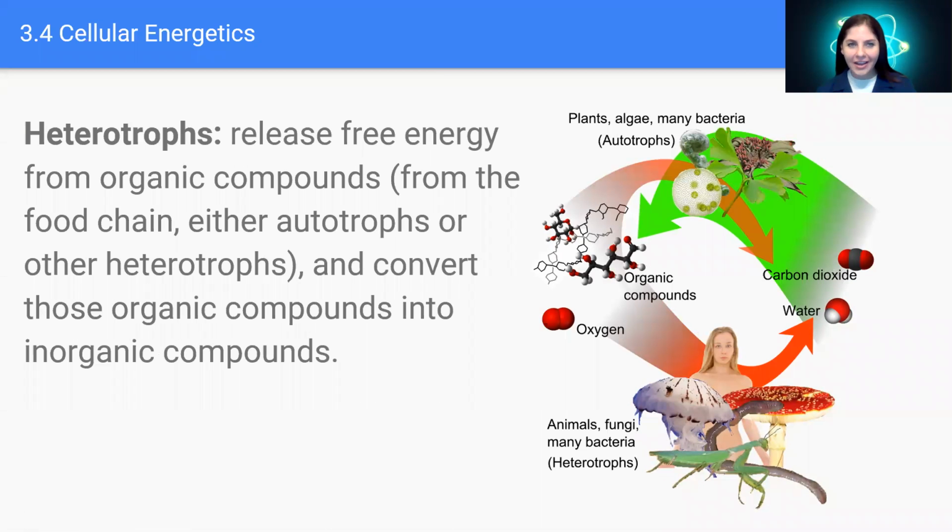Then we have heterotrophs, meaning that they're gaining energy from different trophic levels. If you've ever looked at one of those pyramids, each of those different levels is called a trophic level or an energy level. Heterotrophs, hetero meaning different, get their energy from different trophic levels. And heterotrophs release free energy from organic compounds from the food chain that they've acquired from either autotrophs or from other heterotrophs. And they convert those organic compounds into inorganic compounds.